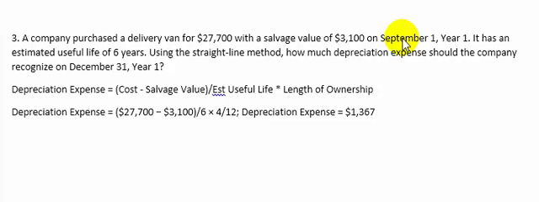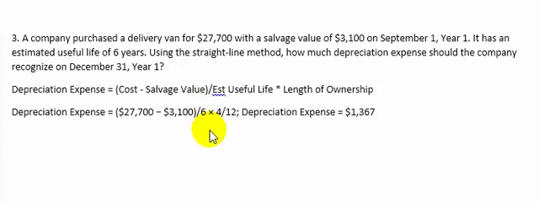Looks like September, October, November, December. So that's 4 months. So the depreciation calculation will be the cost of the delivery van, $27,700, minus the salvage value of $3,100. That result is then divided by the 6-year life, and that would be all there is to it if you had a full 12-month year, but you're only going to have 4 months, so you're going to multiply that times 4/12, which means the depreciation for year 1, that short year, will be $1,367.